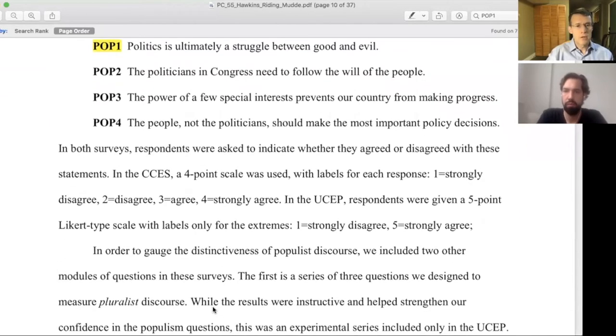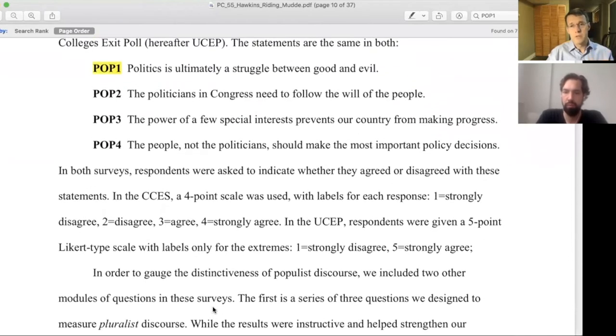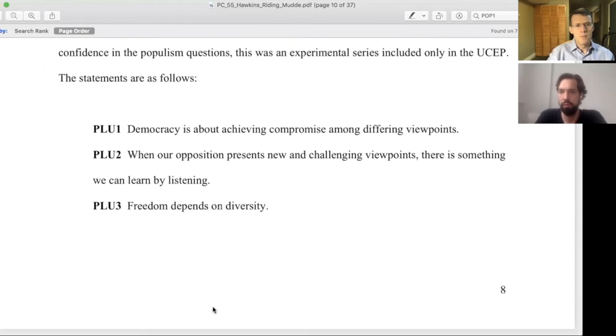You had asked about these other things. So what distinguishes this? On the one hand, the populism items are done a little differently than sometimes they are right now. The pluralism was us saying, oh, well, let's try to measure that too. And coming up with these was a little harder.